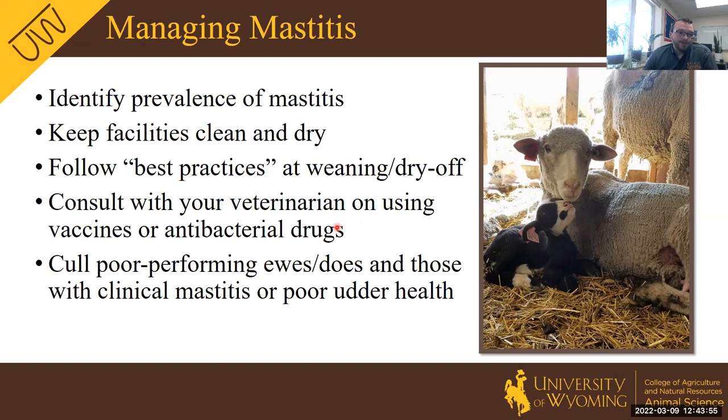And again, we want to cull those ewes and does with clinical mastitis or poor udder health. And we can also cull our poor performing ewes and does. Though there are many reasons lambs and kids don't grow well, subclinical mastitis does reduce milk yield, and that could be a driver of reduced lamb growth. So if we're culling our poorest performing ewes and does, the ones that have offspring that aren't as heavy at weaning, that might be attributed to subclinical mastitis. So culling those animals out of our flock or herd might help manage mastitis within our flock or herd.